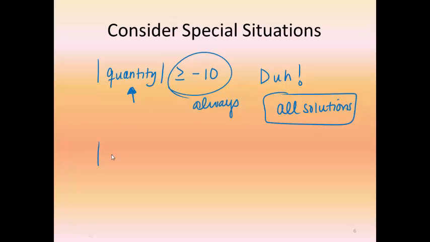Another situation, what if I have a quantity that I'm taking the absolute value of, and I say that it has to be less than or equal to a negative number? Negative 3, for example. I'm saying this quantity, when you take the absolute value, must be less than a negative. Hopefully you're going, huh? That's impossible. It doesn't work that way. And you're right, there are no solutions.